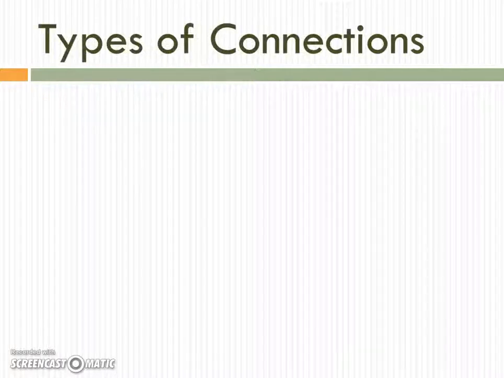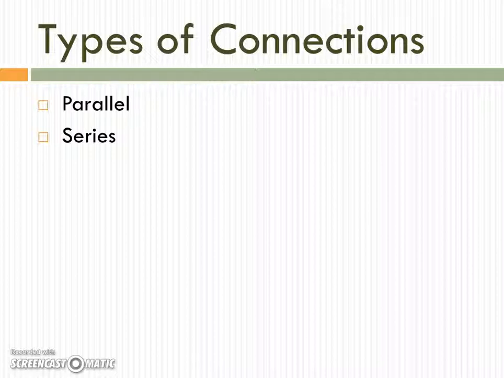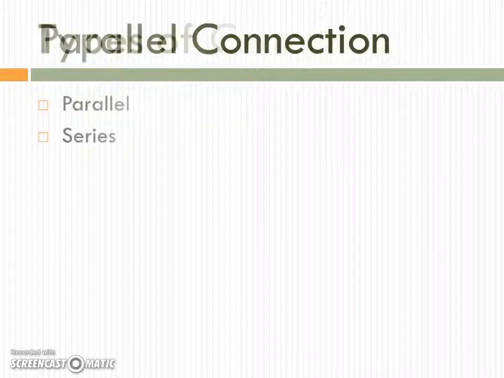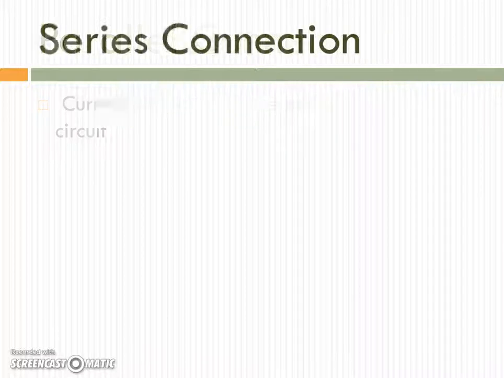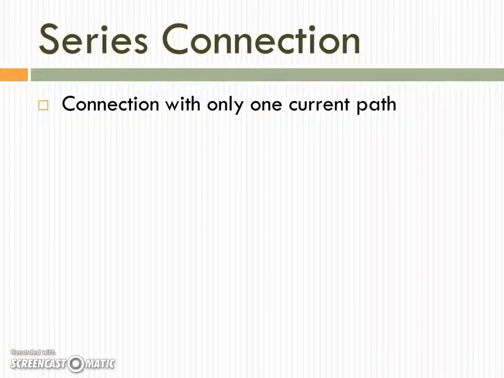There are types of connections that we're going to talk about. We'll talk about different types of circuits in the next section, but parallel and series connections are different from the type of circuit it is. A parallel connection has two or more paths to follow in a circuit, and a series connection has only one path that current can follow.